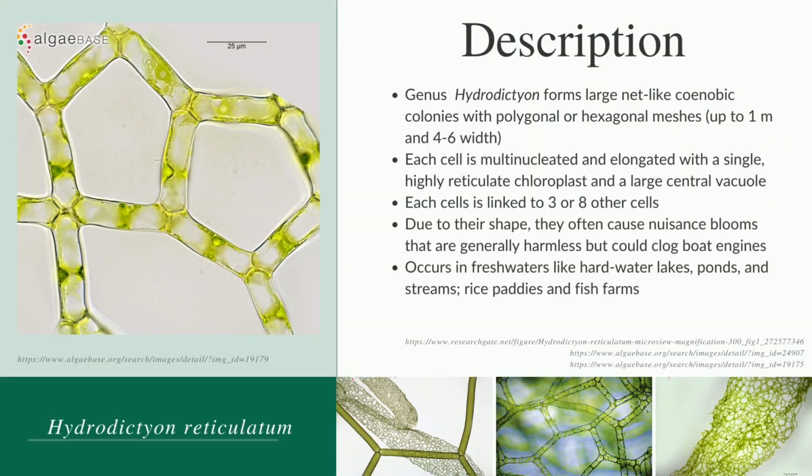One of its widely known species is Hydrodictyon reticulatum. Each cell of H. reticulatum is multinucleated and elongated with a single highly reticulate chloroplast and a large central vacuole. These cells are linked to 3 or 8 other cells, which makes this net-like appearance. Due to their shape, they often cause nuisance blooms in fresh water.